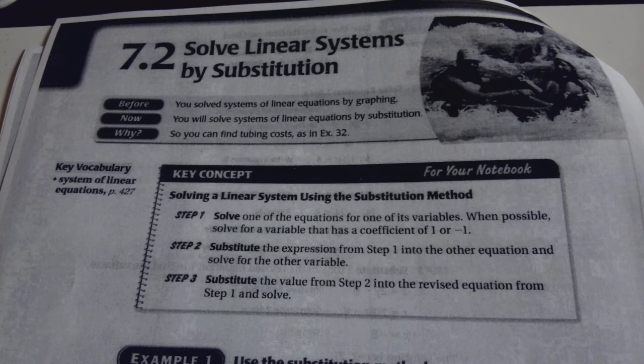And it says solve one of the equations for one of its variables. When possible, solve for a variable that has a coefficient of 1. So you're looking for x or y to be a 1. That's the easiest. Substitute the expression from step 1 into the other equation and solve for the other variable. And then substitute the value from step 2 into the revised equation from step 1. That sounds all difficult, and I'm sure you don't have a clue until I start telling you how to do it and put it in some kind of language that you can understand.